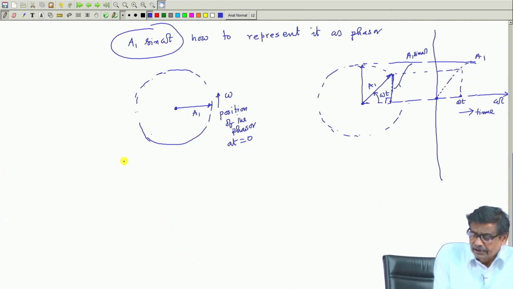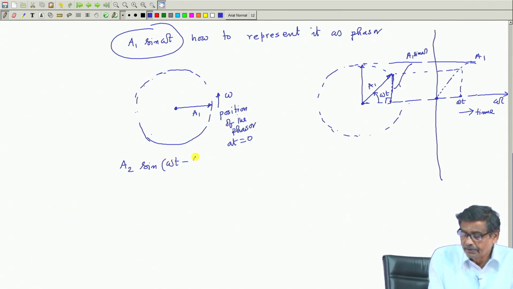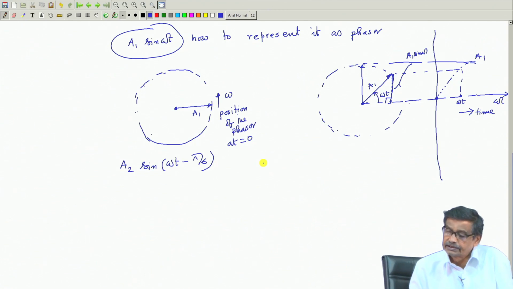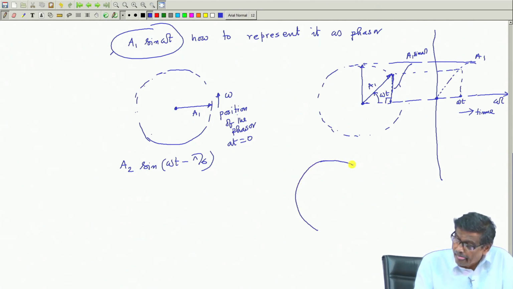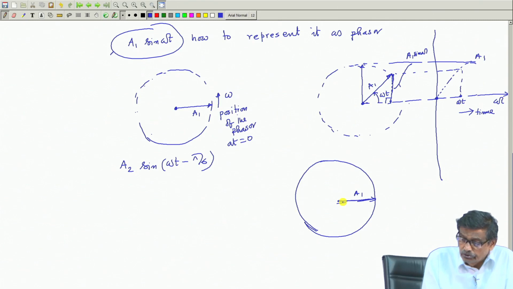Therefore, I will draw like this. Suppose you have got another phasor A2 sin(omega t minus pi by 6). So, this is one phasor, this is another phasor. What is the angle between them? Pi by 6. Therefore, this is A1; at omega t equal to 0 it was lying here, and at omega t equal to 0, A2 was lying here. This is the positive direction of measuring angle, anticlockwise, positive angle with reference to this horizontal reference line.